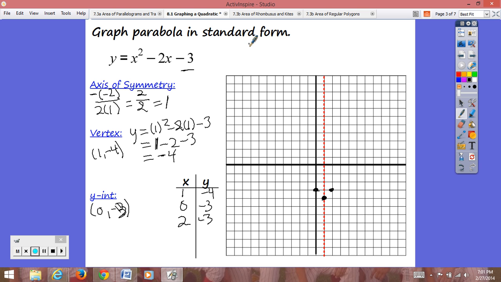Now we need one more point before we need 2 more points to plot our graph. So if we pick negative 1 for x, we get y equals negative 1 squared minus 2 times negative 1 minus 3, which is equal to 1 plus 2. Negative times a negative is a positive, minus 3, and that is going to equal 0. We have negative 1, 0, plot that here, and again flip it over our axis of symmetry, plot that point at 3, 0. So now we can draw our parabola.